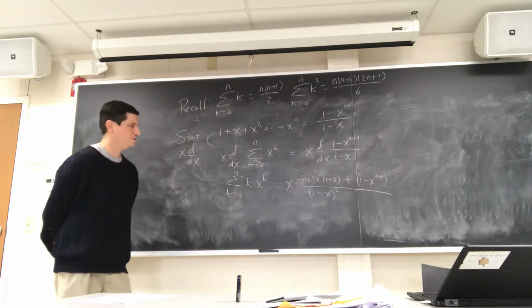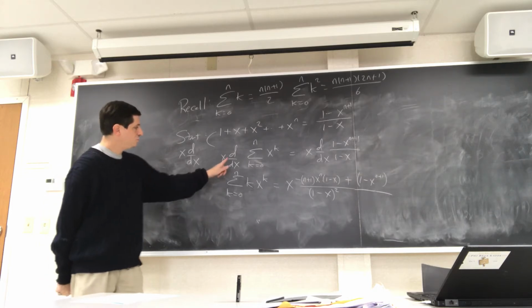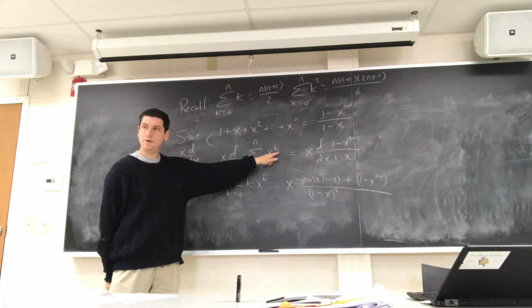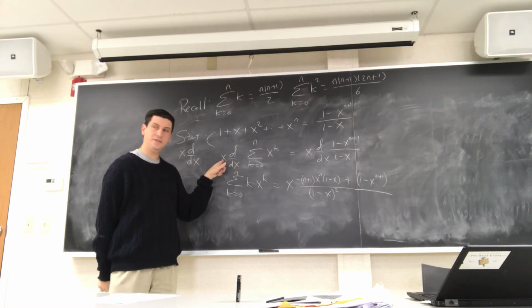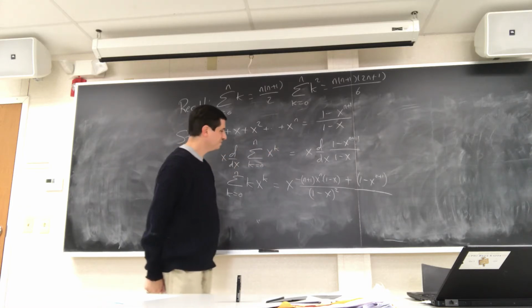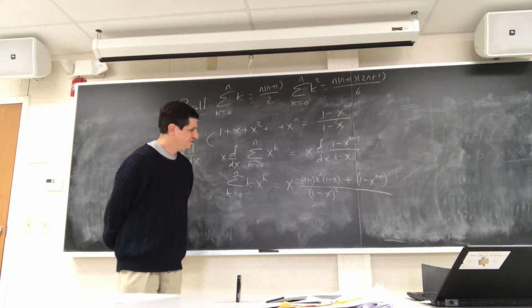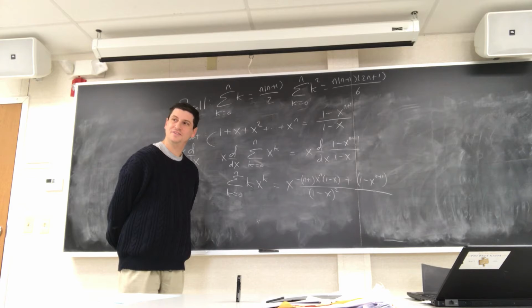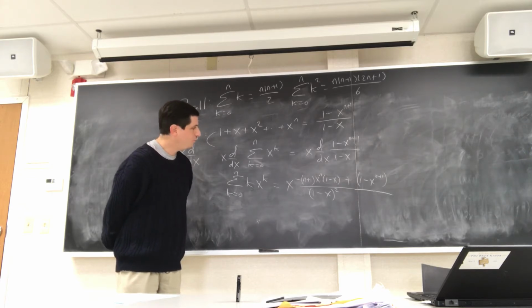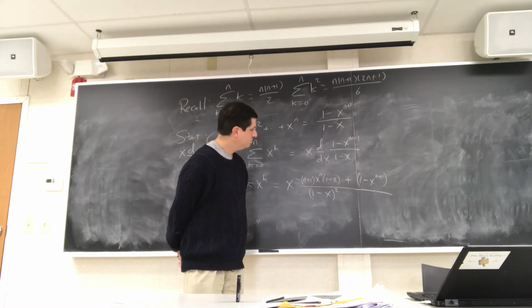So hopefully I didn't make a mistake. On the left-hand side, has the k x to the k. I take the derivative, so I get k x to the k minus 1, and then I multiply by the x, so I multiply back up. Great. Fun. Good. Okay? So does this look right? Hopefully I haven't made a mistake. Negative n plus 1, x to the n, 1 minus x. I think this looks right.